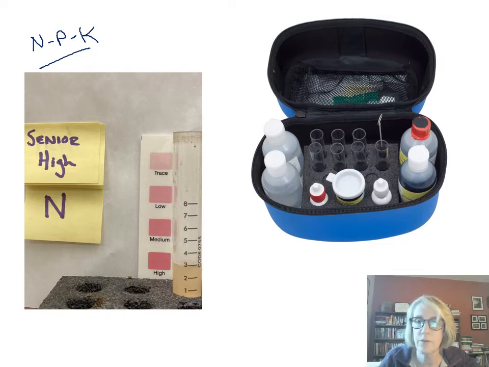There's a lot of different types of tests, but they all basically work the same way. Again, sometimes you mix the soil with water, you let it sit for a certain amount of time so that the nutrients dissolve in the water, and then you add in whatever indicator chemical you need for that test, and then it's usually a color match. And some tests are more sensitive than others, but it's pretty common for them to give you like high, medium, low, trace for your amounts of each.